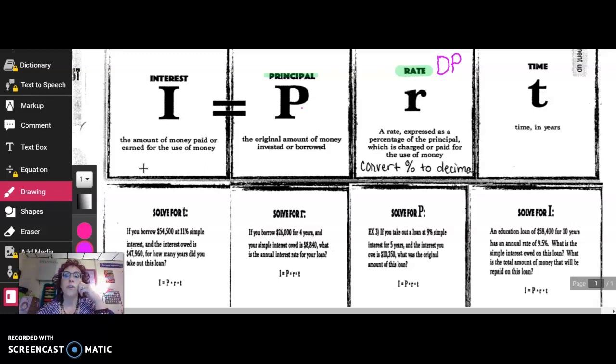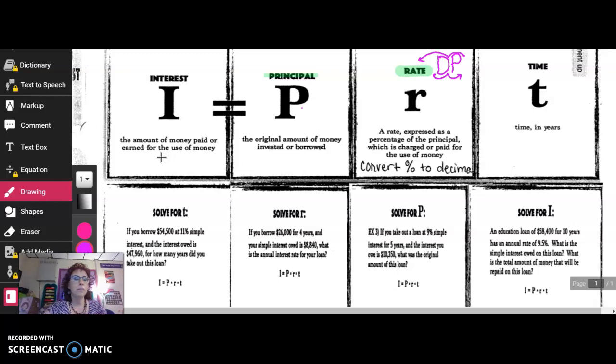So if you have a decimal and you need to convert it to a percent, you move it 1, 2 places to the right. But if you have a percentage, which you will, you're going to go 1, 2 places to the left. Hopefully that will help you remember which way to move your decimal.